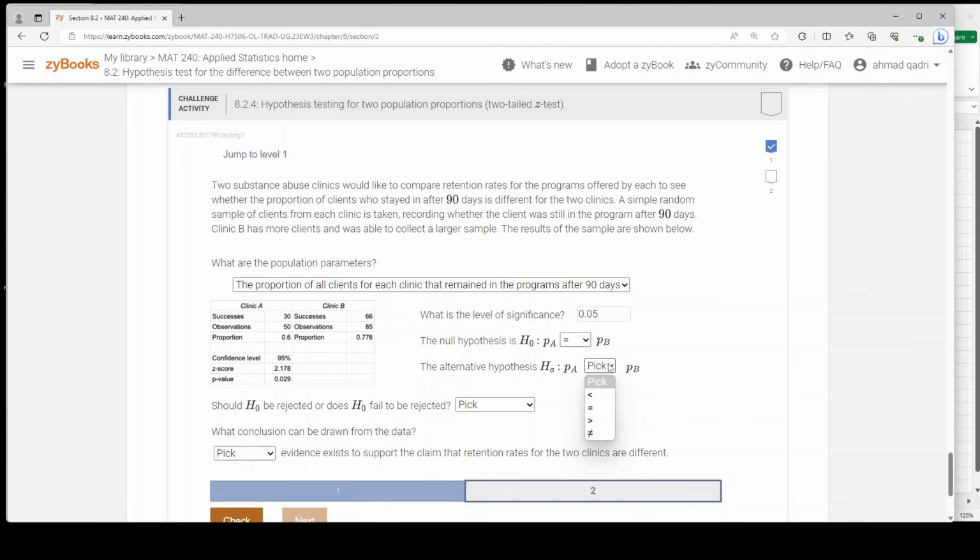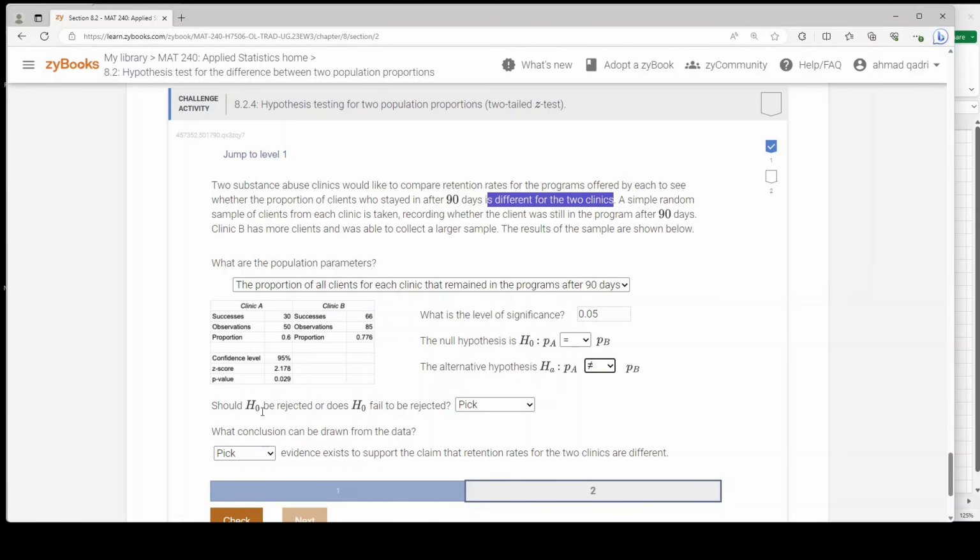And for the alternative, we need to make sure that the option we pick is correct here. For that, we need to read this line. Two substance abuse clinics would like to compare retention rates for the program offered by each to see whether the proportion of clients who stayed after 90 days is different for the two clinics. So this is the key, is different for the two clinics. When we're talking about there being a difference, it's going to be not equal to each other. So the proportion of clinic A does not equal the proportion of clinic B. So that is the alternative hypothesis.